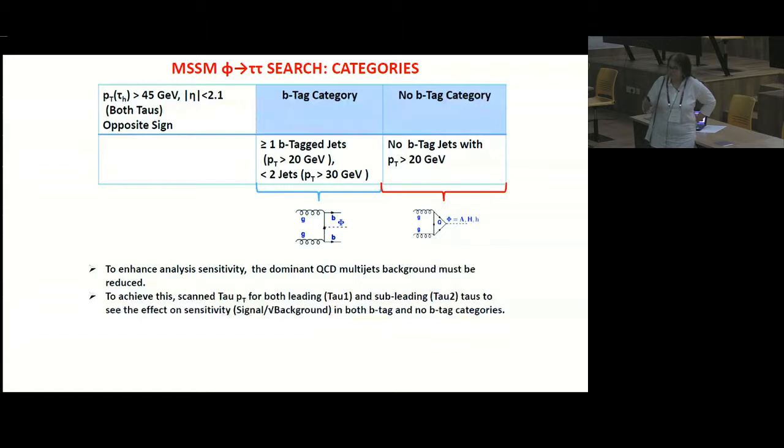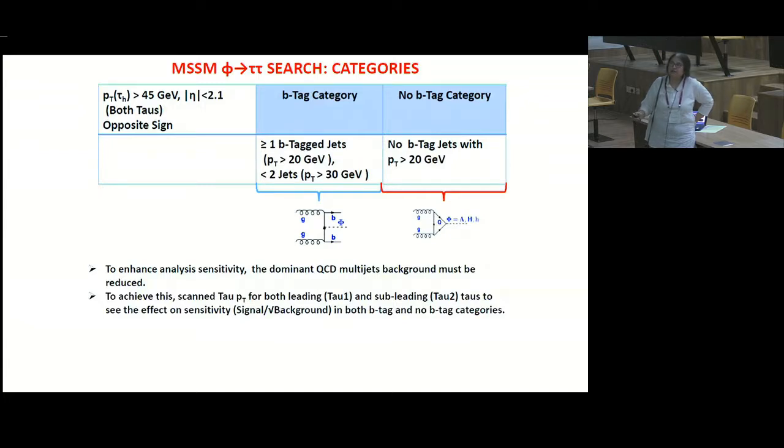So the next categorization is in terms of this B tag and no B tag. This is especially for the MSSM search, you need this, because again, I can require B-jets in the event which are good for this kind of mode, and I can require no B-jets to be in the event. I mean, basically I don't require anything on the B-jet criteria, and then this mode is picked up by this kind of events. Okay, so we basically have to reduce this QCD multi-jet background, and for that we have optimized the tau pT, both the leading and the subleading.